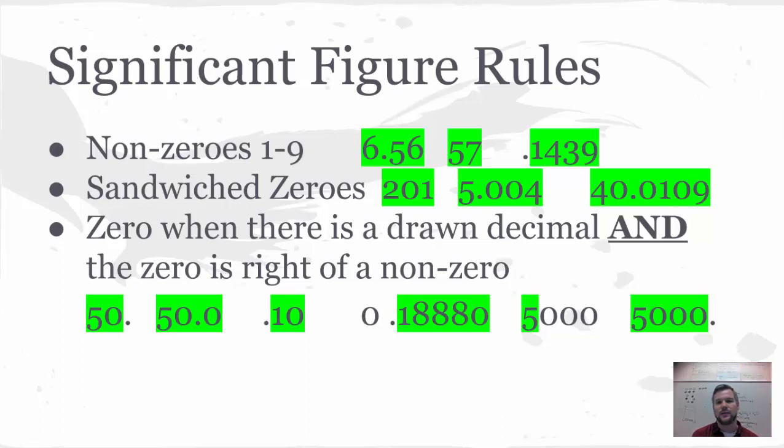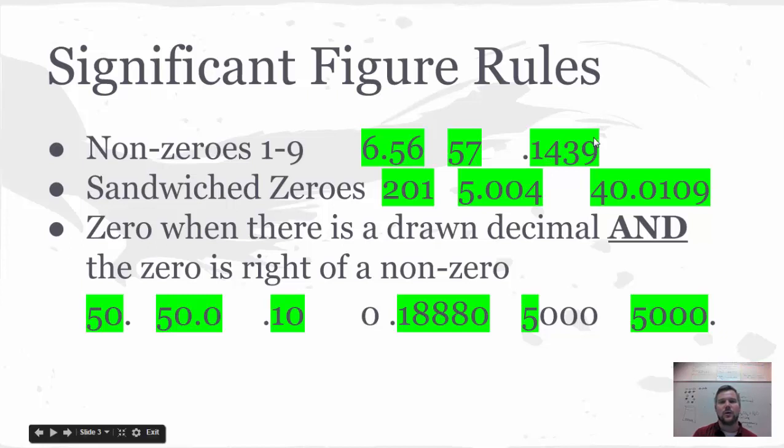The easy rule is if you are given a number, you're reading a number that someone else gave you, you are going to count all non-zero numbers as significant. So automatically, if the number is a number 1 through 9, it's going to count. So in this example, 6.56, all of these are non-zeros. There's 3 sig figs. 57 has 2 sig figs, and then here are all non-zero numbers. So there's 4 sig figs in this example.